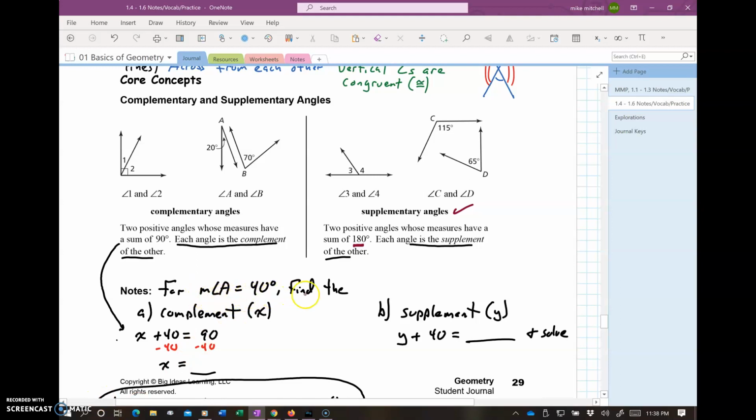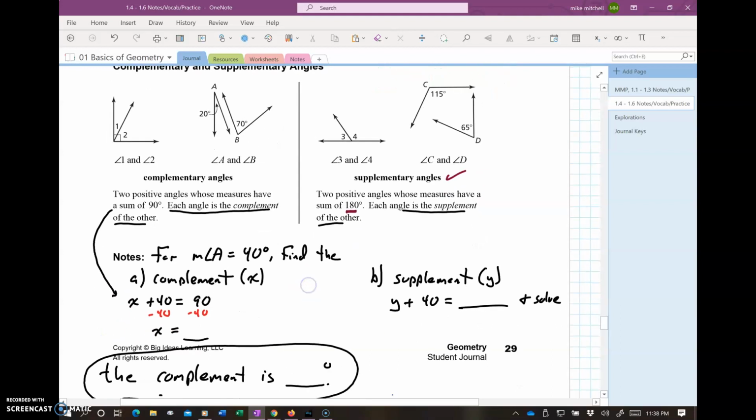The measure of angle A equals 40 degrees. So I have a 40 degree angle. I need to find the complement. The complement is the angle that adds with 40 to sum up to 90. So I'm thinking x plus 40 equals 90. What angle plus 40 gives me 90? That makes x the complement, because we're trying to add up to 90. I subtract 40. Let's go back to old red. And I get 50 degrees. So the complement of angle A is 50 degrees.